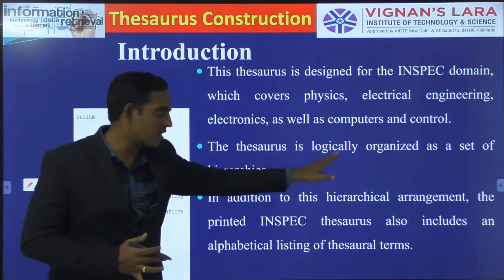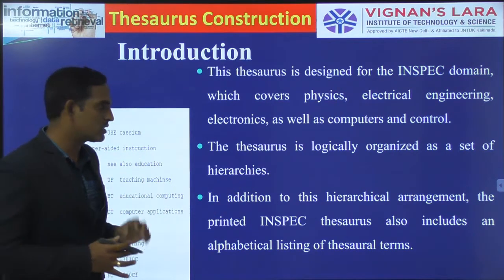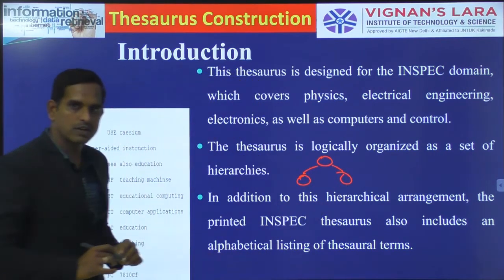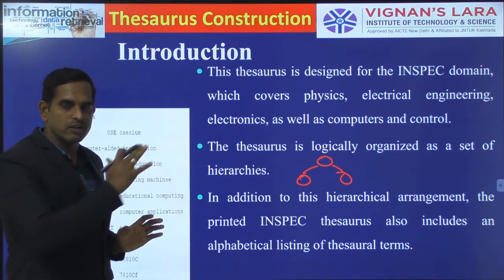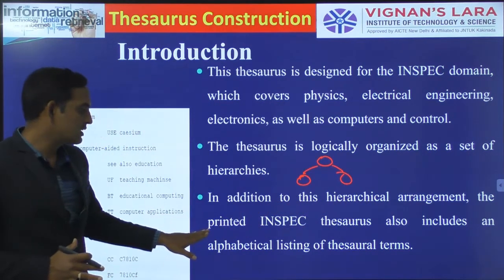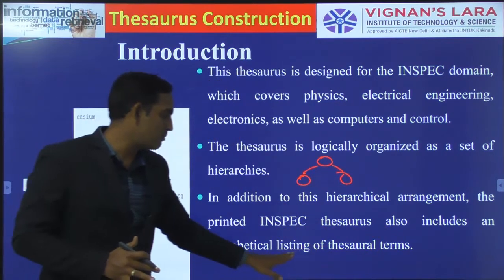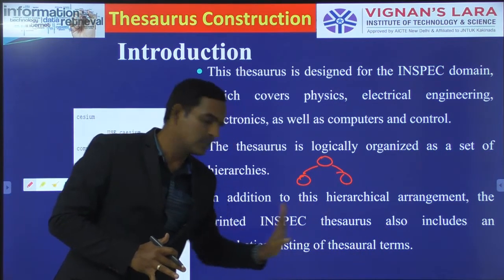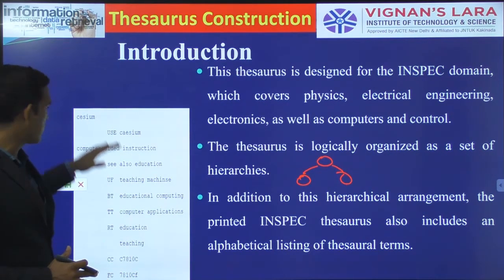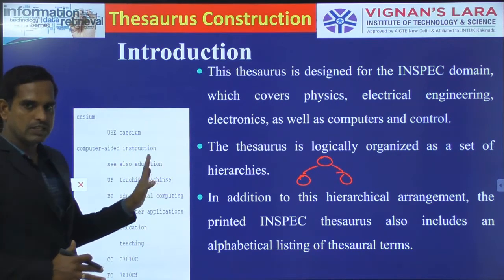The Thesaurus is logically organized as a set of hierarchies, that is, the words will be present as a set of hierarchies. So there will be a relationship between one word and another word. In addition to this hierarchical arrangement, the printed Inspect Thesaurus also includes an alphabetical listing of Thesaurus domain terms. So we will have an alphabetical listing of your complete terms in the Thesaurus.